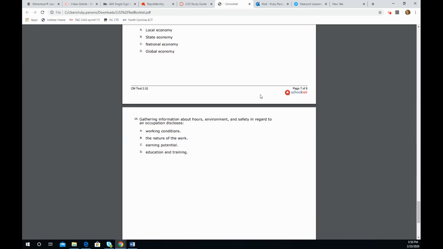Last question, gathering information about hours, environment, and safety in regard to the occupation discloses what? A, your working conditions, B, the nature of the job, C, your potential earning, or D, education and training. Well, if you're looking at your hours and the environment you work in and safety, you are focused on your working conditions. So hopefully those weekly warm-ups that you're completing every day will help you with question 25.